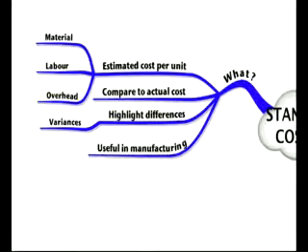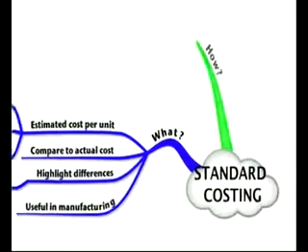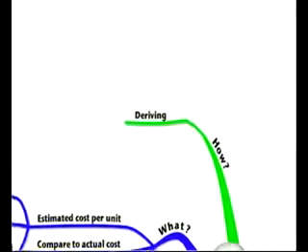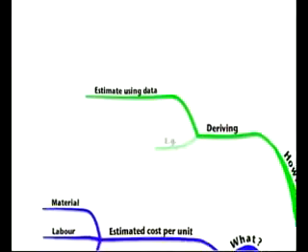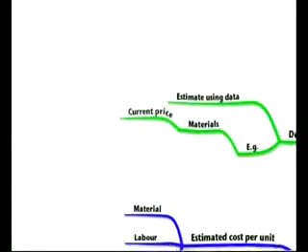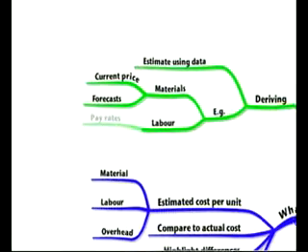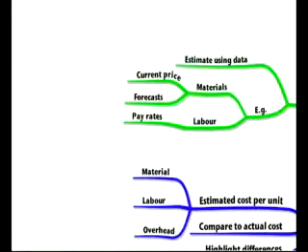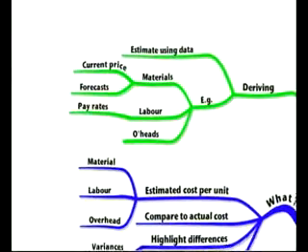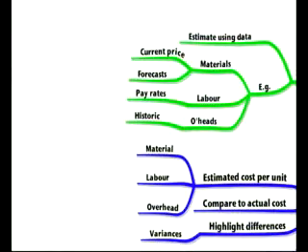It's very useful in manufacturing where it's highly important that you get your costs right and your sales price right. So you need to be able to highlight any differences between your estimates and your actuals so that you can rectify them straight away. So how do we do this? Well, to derive standard costs, what we do is use different data. So for example, for materials, we might use the current price, or we might use forecasts to decide what the estimate for our materials cost will be in the future. For labour, well, we'll know our pay rates, so we'll know if they're going to change, and we can estimate those. For overheads, we may use historic data.